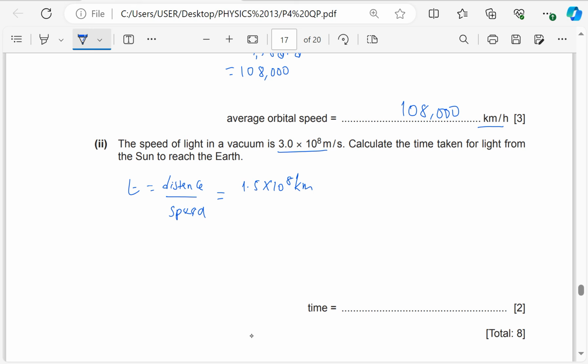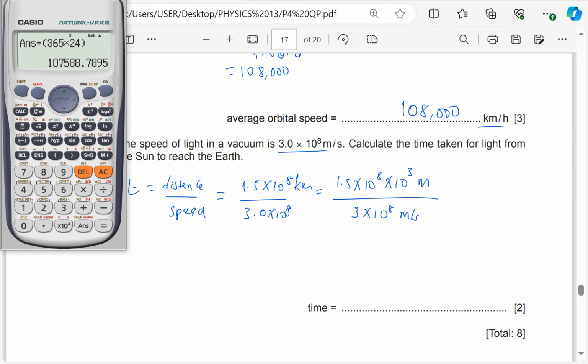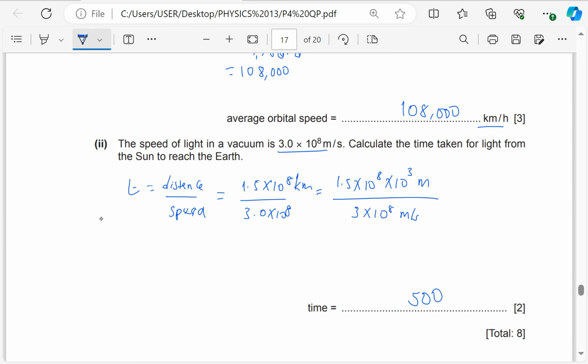So the distance is in kilometers, divided by the speed, which is 3.0 times 10 to the power of 8. So I'll have to make the units uniform. So this will be 1.5 times 10 to the power of 8 times 10 to the power of 3 to make it in meters. Divide by 3 times 10 to the power of 8 in meters per second. So the units are now uniform. So that will be 1.5 exponent 11 divided by 3 exponent 8. So this is 500 seconds, because I changed the distance into meters.